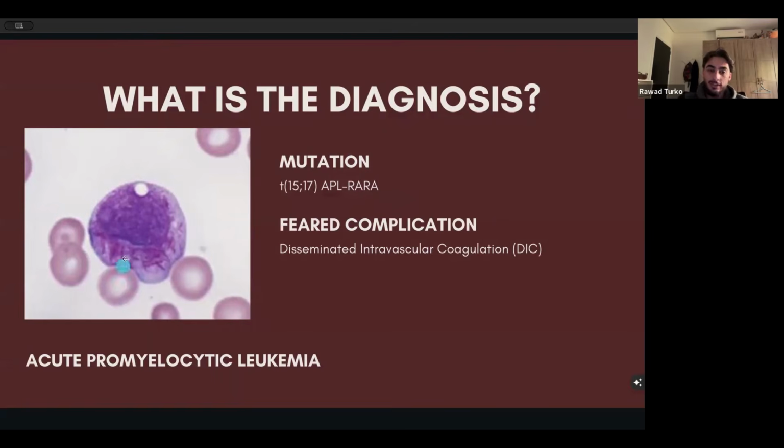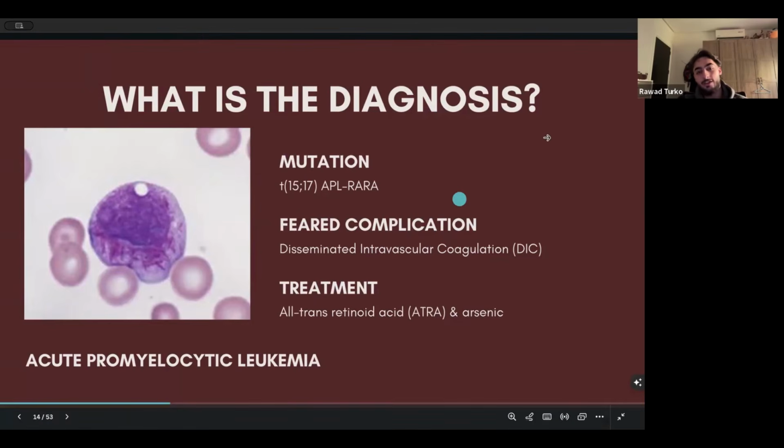It's because of these Auer rods. Once these cells die off and release all of these granules into the bloodstream, they're going to set off the clotting factors that cause the coagulopathy seen in DIC. Okay, what about the treatment? Yep. ATRA, all-trans retinoic acid, and arsenic. You don't have to know arsenic, you just have to know ATRA.